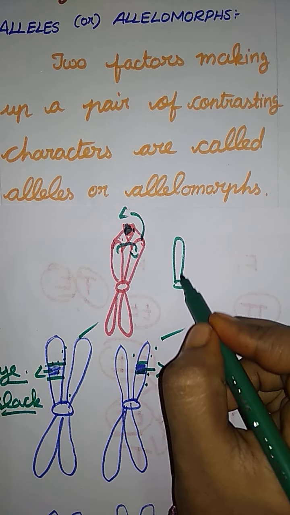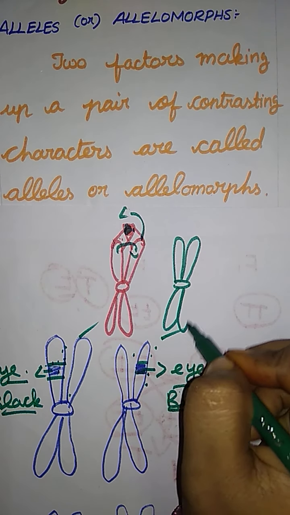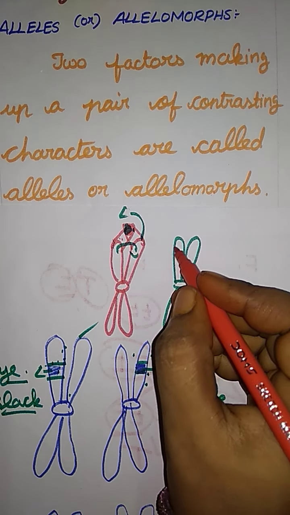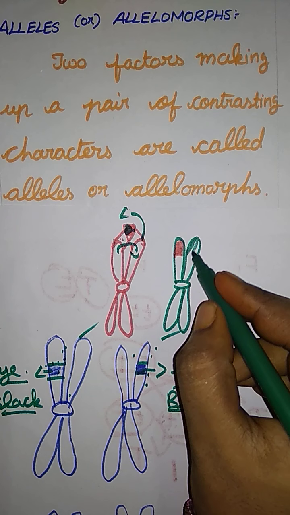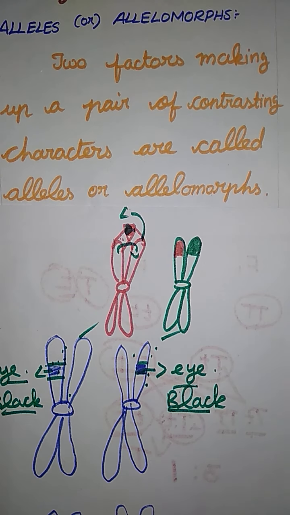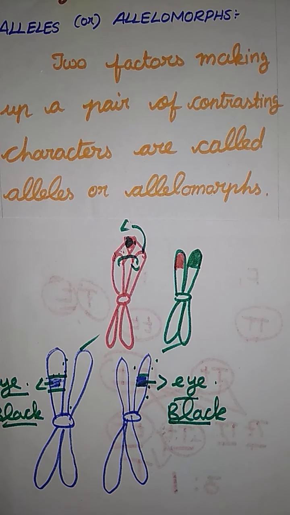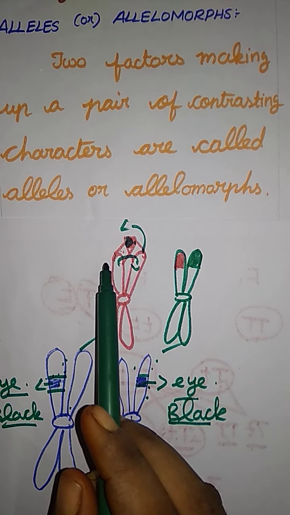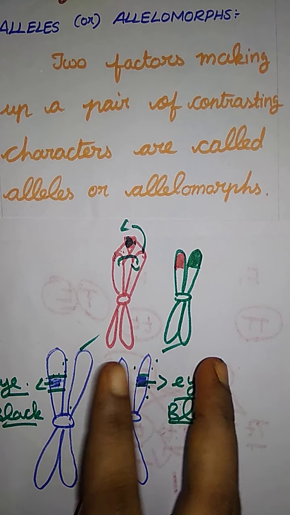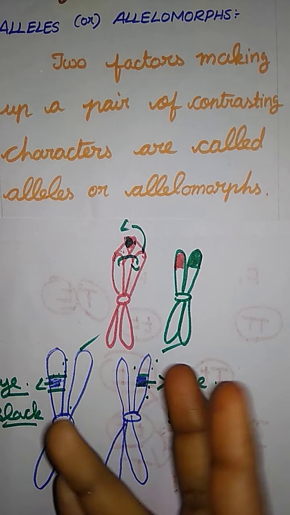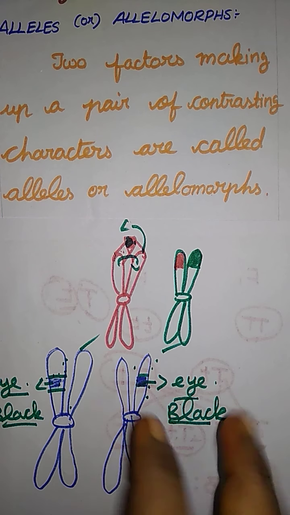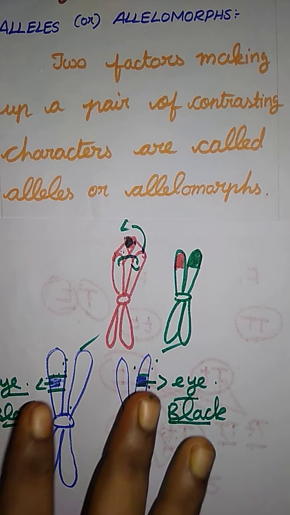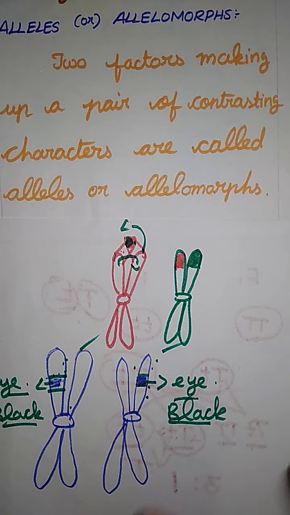And finally how they are formed. They are transferring character in between. Transfer ஆகி character, so that is what alleles or allelomorph are. Two factors make a pair. Contrasting character, different characters pair ஆகி forming an allelomorph. So that's it for alleles and allelomorph.